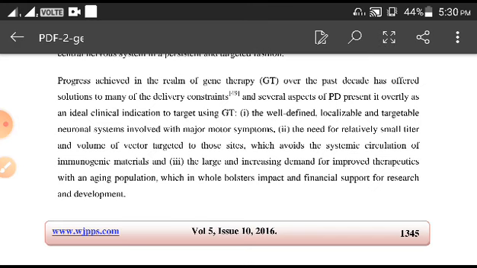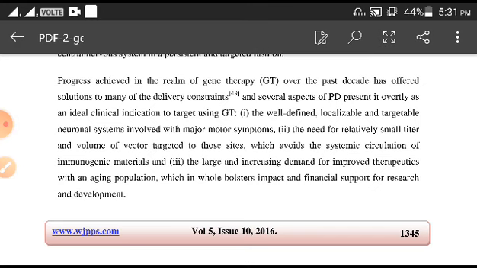What are these clinical implications? The well-defined, localizable, and targetable neuronal system involved with major motor symptoms. Second is the need for relatively small titer and volume of vector targeted to those sites, which avoids the systemic circulation of immunogenic materials. And third, the large and increasing demand for improved therapeutics with an aging population, which bolsters impact and financial support for research and development.